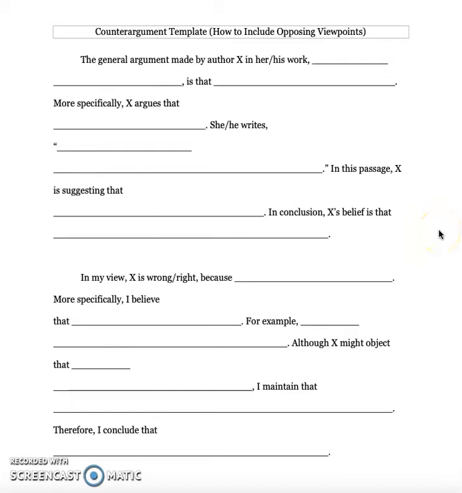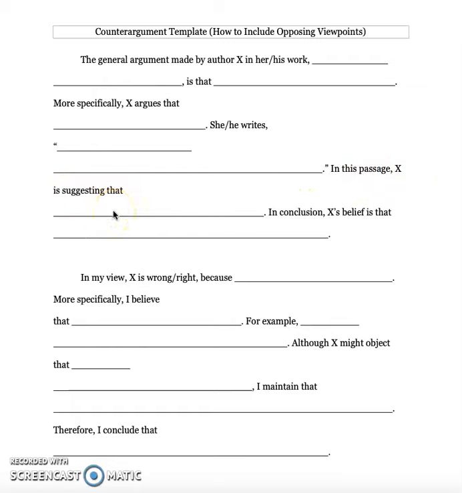The general argument made by author X, in his or her work, and then you include the work in this blank, is that, and then you include what the general argument is. Now, if you'd like to get more specific, and you should, more specifically, X, the author, argues that blank, right? So now you're being more specific about the argument. You're kind of narrowing it more to your topic. He or she writes, and then this is a quote from that source. In this passage, X is suggesting that.